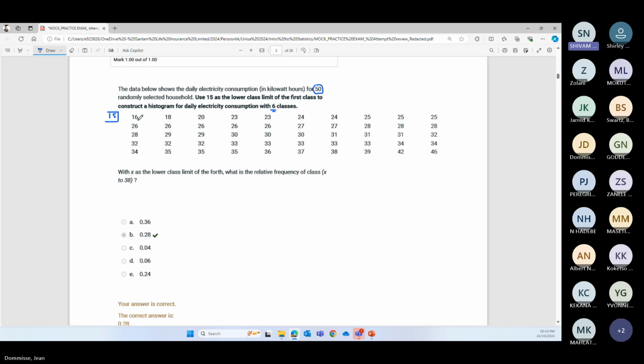So I'm lost. What do they mean by relative frequency?